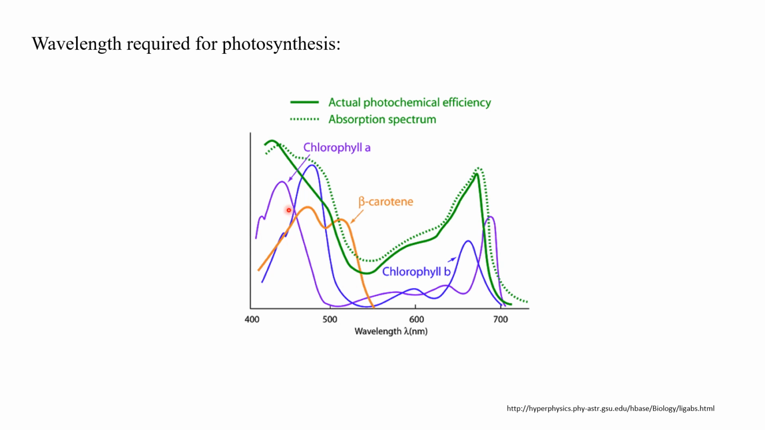As you can see here, chlorophyll A, chlorophyll B, and beta carotene, which are important pigments for this absorption, also show a spike in these regions, that is the blue and the red regions. So the correct answer is blue and red light.